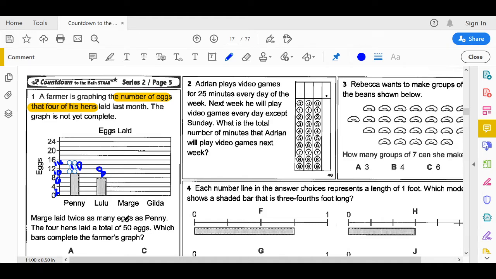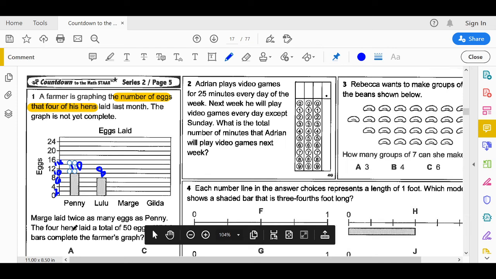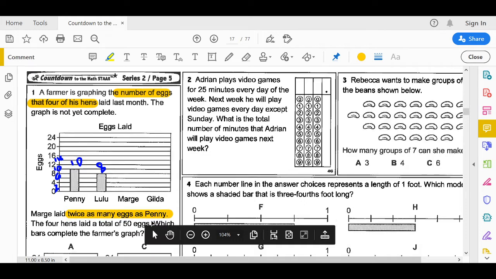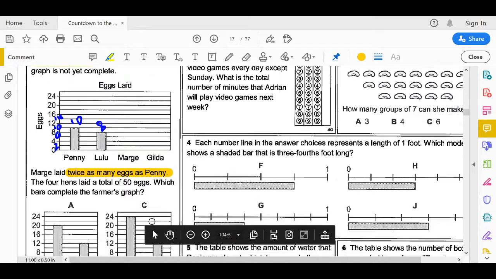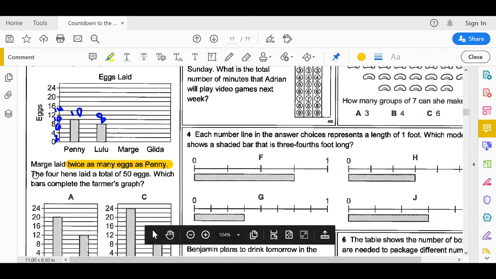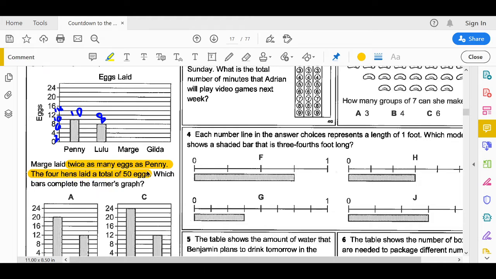Okay, let's continue reading now for the options. March laid twice as many eggs as Penny. So I'm going to also highlight that. Twice as many eggs as Penny. Okay. The 4 hens laid a total of 50 eggs. So I'm going to highlight that too. The 4 hens laid a total of 50 eggs. Which bars complete the farmer's graph? So now we have 2 pieces of information there.